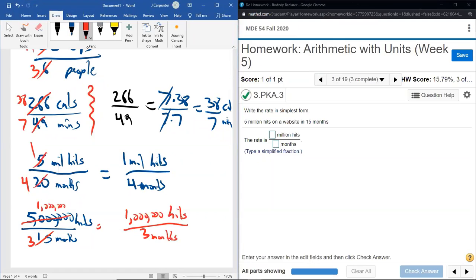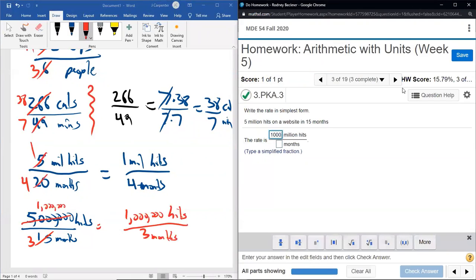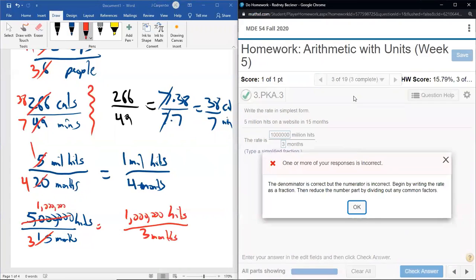So if we continue to get the exact same activity, which of course on a website we can't guarantee every month, this is stretching it a little, but just go with it. So here's what someone might do. 1 million per 3, and they get it wrong and they go, how in the world did I get this wrong? Because I know absolutely I reduced this perfectly. It's 1 million hits every 3 months, and it's because someone didn't pay attention.